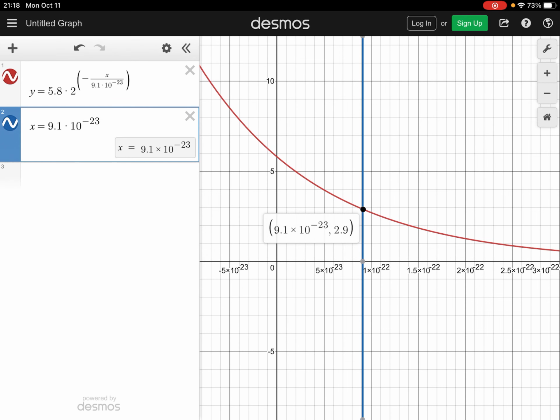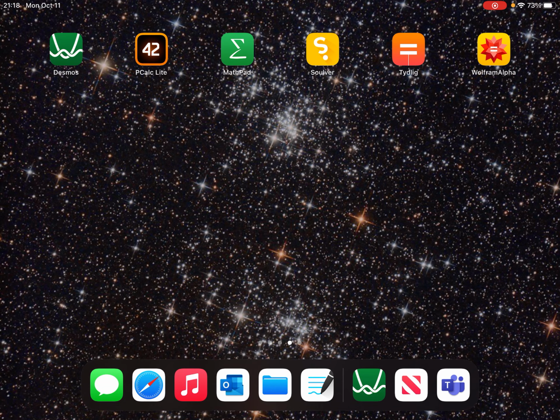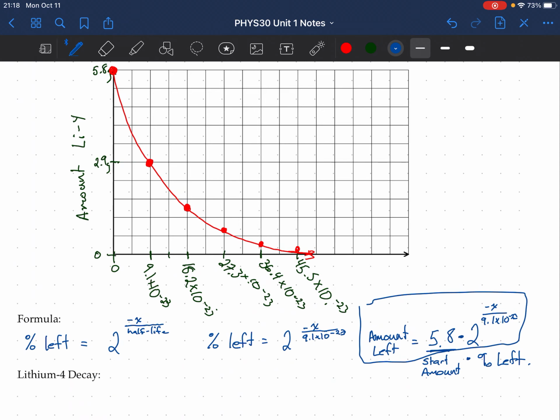All right, so let's go back and let's finish this off. So you can see the percent left is equal to 2 to the power of negative x divided by the half-life. The amount left is equal to the start amount times the percent left.